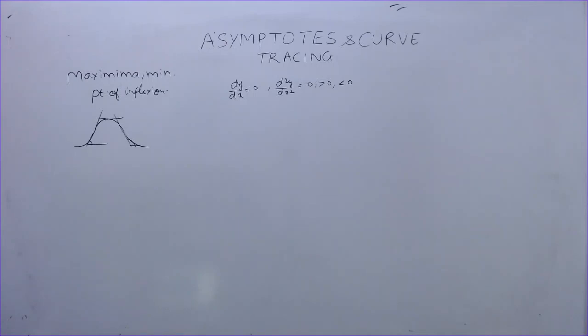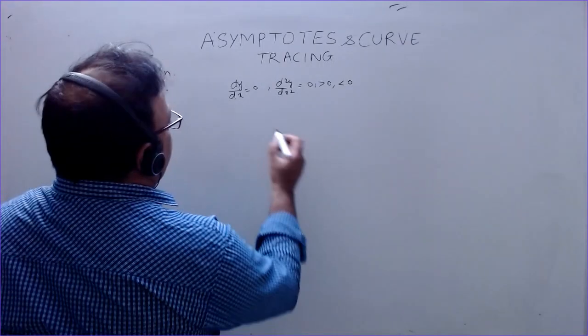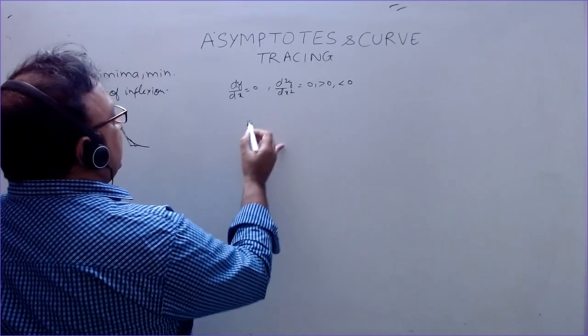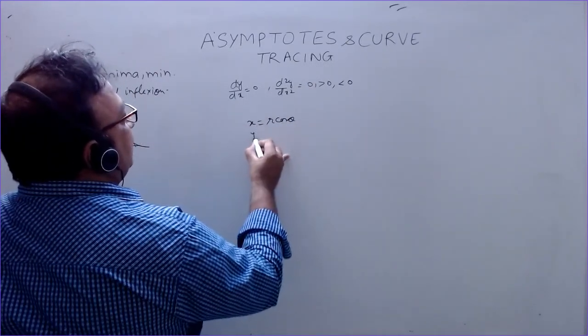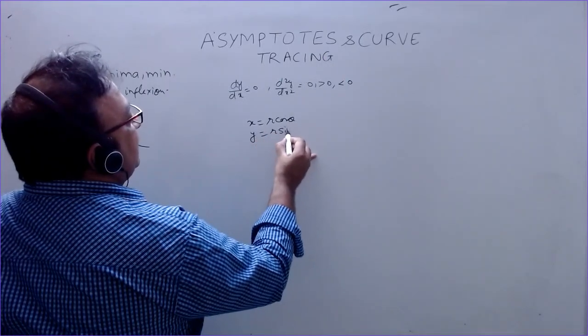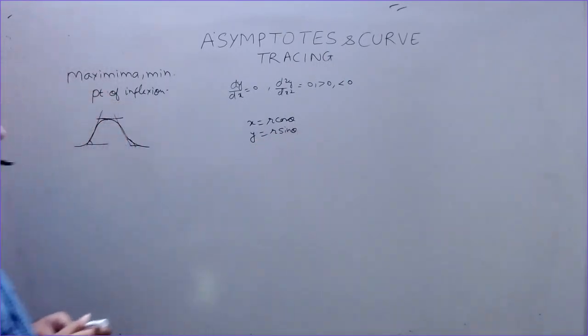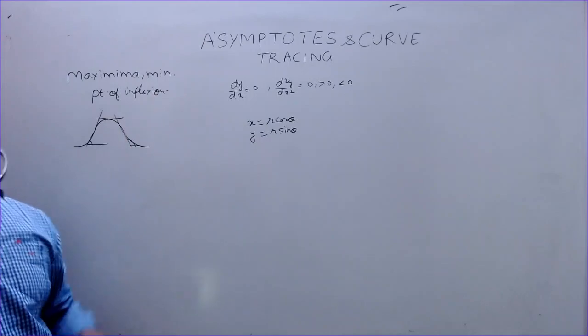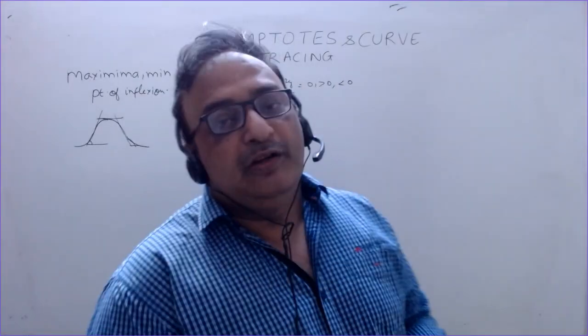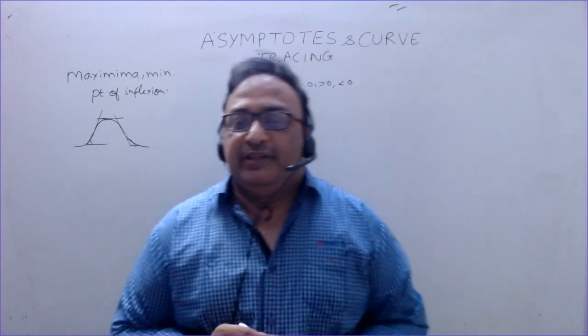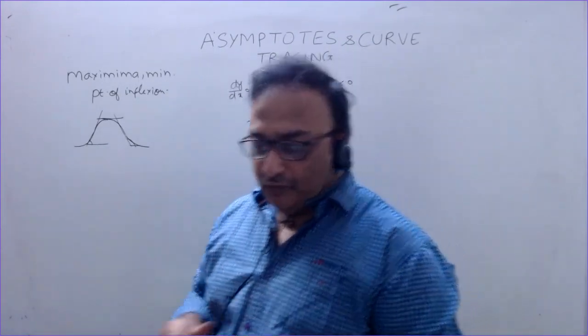Then we will find the asymptotes as we have discussed previously, and sometimes it may be necessary to simplify the equation by converting this into polar form, x equal to r cos theta, y equal to r sin theta. Sometimes this may be required. This is the last step if required. Otherwise we have to follow these steps. So these are the steps for drawing or tracing a curve. Let us discuss a few of the examples.